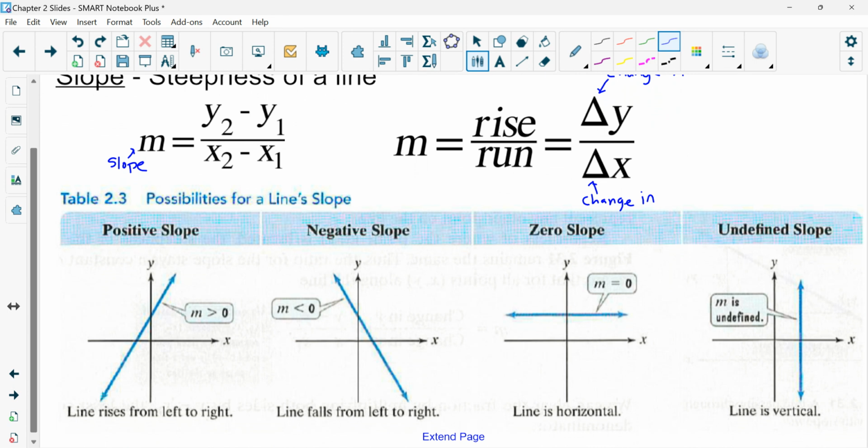You have a horizontal line if your slope is 0, because you're rising 0 and running any amount. 0 divided by anything is 0. And then if it's vertical, that's when it's undefined. And remember, that's because you're rising a certain amount and you're running 0. Anytime you have 0 on the bottom of a fraction, that's when it's undefined.